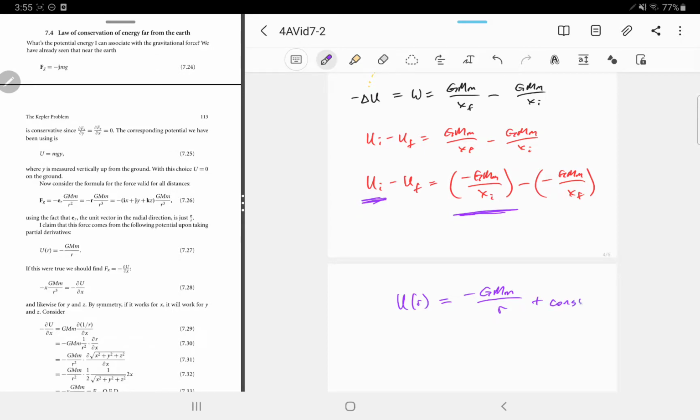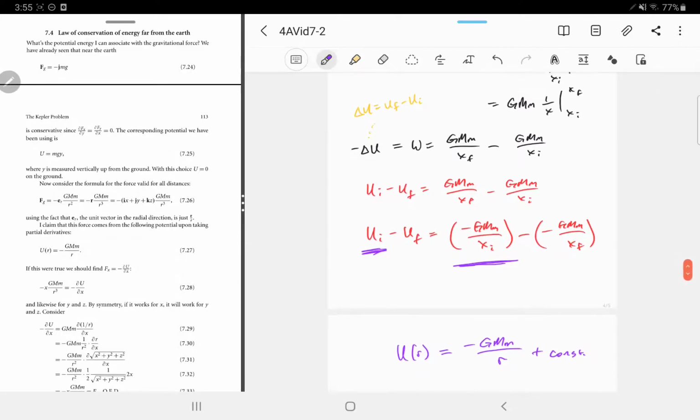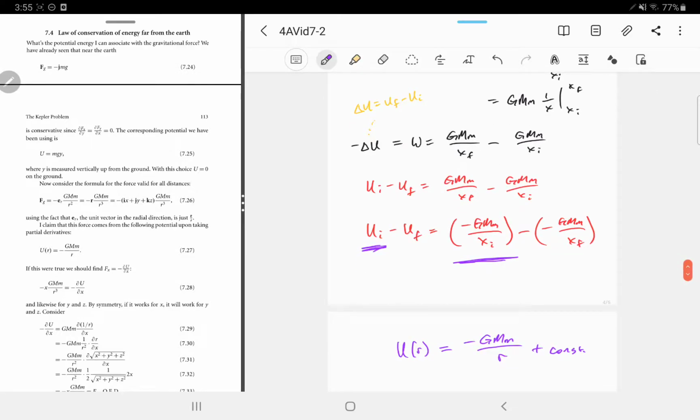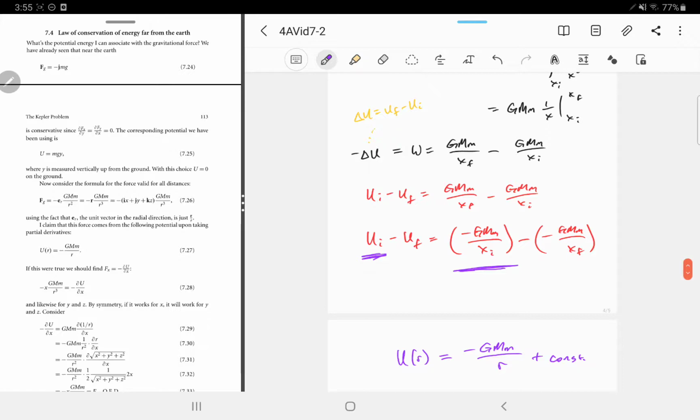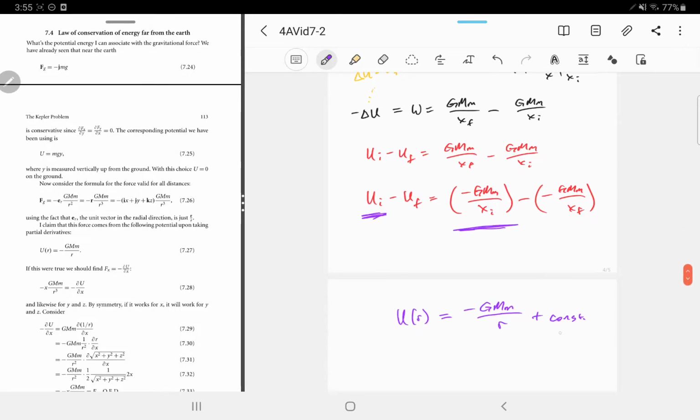And this doesn't tell us what constant we need right there, because when you subtract, if you find delta U, that constant just doesn't matter. So we work under the convention. It's a convention, but it's one that everybody uses. That constant is chosen to be 0. So the potential energy goes down to 0 as R goes to infinity.